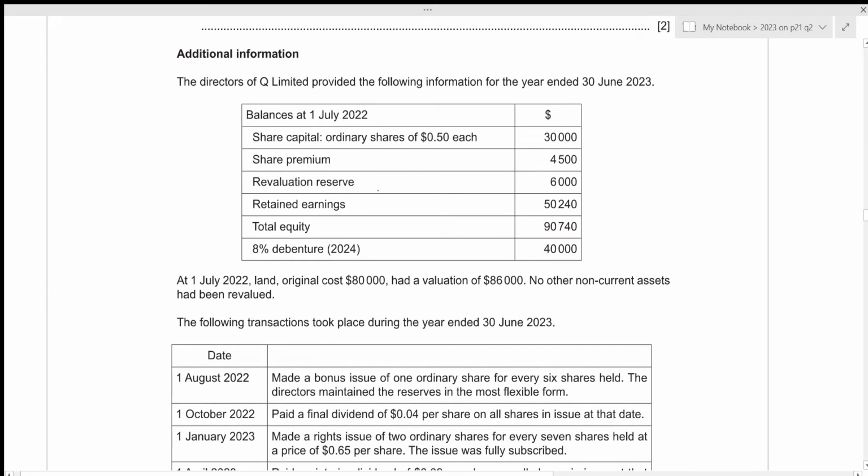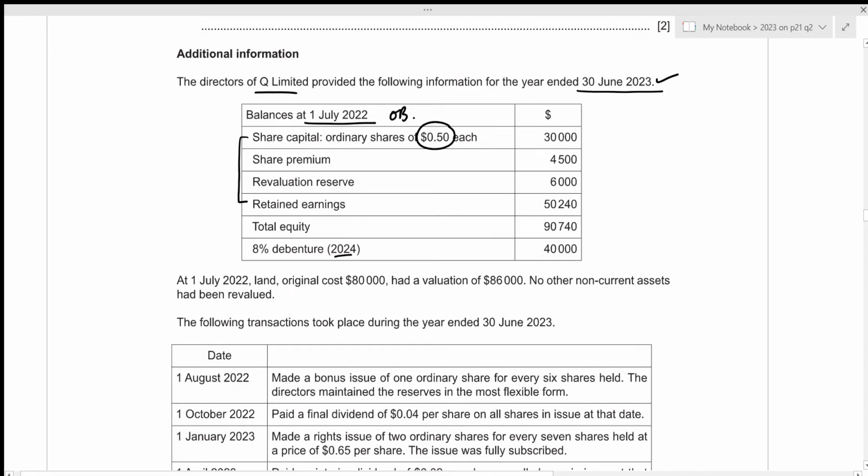Now we have additional information. The directors of Q Limited provided the following information for the year ended 30 June 2023. This is our ending date or the closing date. We have been given the balance at 1st July 2022. So all of these will be our opening balances. We have our share capital of 30,000 at the rate of 0.50. This is the nominal rate of our shares. We then have the share premium, revaluation reserve, retained earnings, total equity, which is just the sum of these 4 items, and then the 8% debenture, which will have to be repaid in the year 2024.